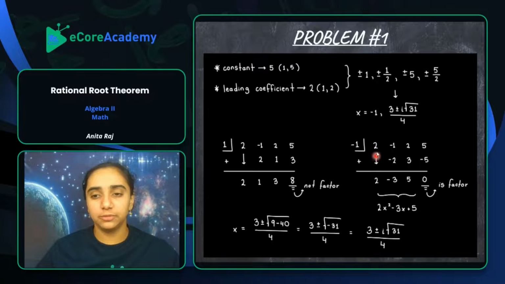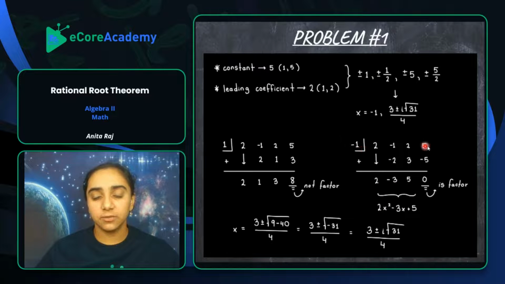We'll write our polynomial. Now we'll drop the 2. 2 times negative 1 is negative 2. Negative 1 plus negative 2 is negative 3. Times negative 1 is 3. 2 plus 3 is 5. 5 times negative 1 is negative 5. 5 plus negative 5, that cancels out and gives us 0. So luckily, negative 1 is a factor because we have no remainder. Knowing that it's a factor, we'll actually take whatever our answer is here, we'll rewrite it in terms of a polynomial.